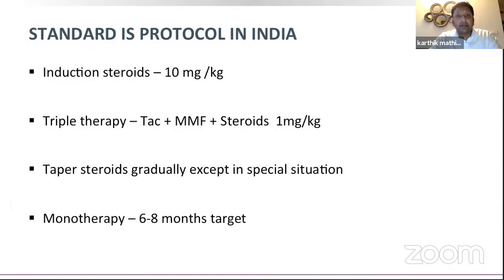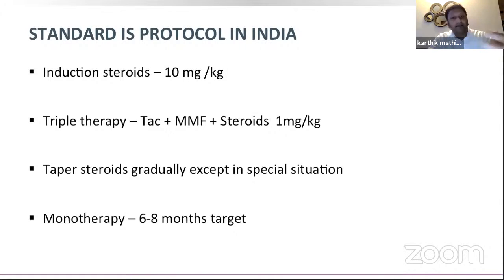So the standard protocol in India, which is followed in a lot of centers, is induction, always by steroids. We give 10 mg per kg body weight. Suppose the patient is 50 kg, we give 500 milligrams of methylprednisolone as induction in the operating room. But we don't start pre-operative tacrolimus. We wait for post-op. The post-op regimen is usually tacrolimus, MMF, and steroids. We give steroids as 1 mg per kg per day. That is day one. Say a 50 kg male gets 50 mg of methylprednisolone on day 1 post-op, and then we taper it accordingly.